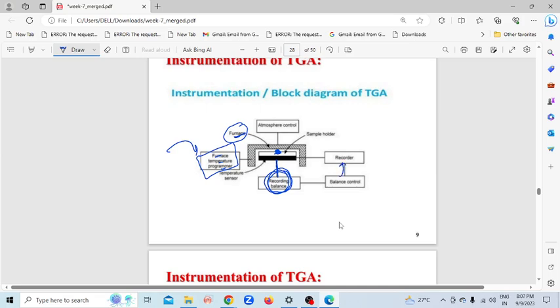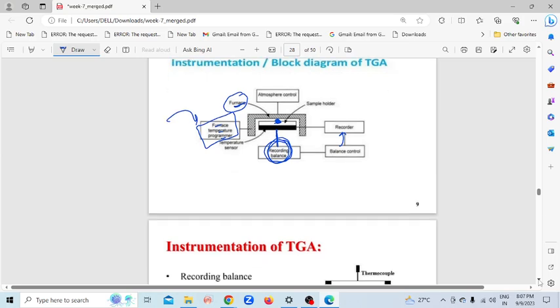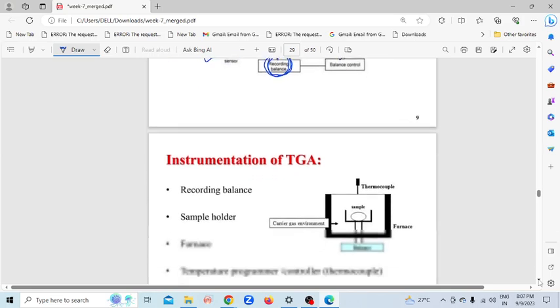Finally, the signal will be provided to the recorder, and you will get a thermogram where you will be able to find out where mass loss occurs, at which temperature it starts, how much time decomposition takes, what the stages are, and how many stages there are. These things you can interpret from the thermogram.